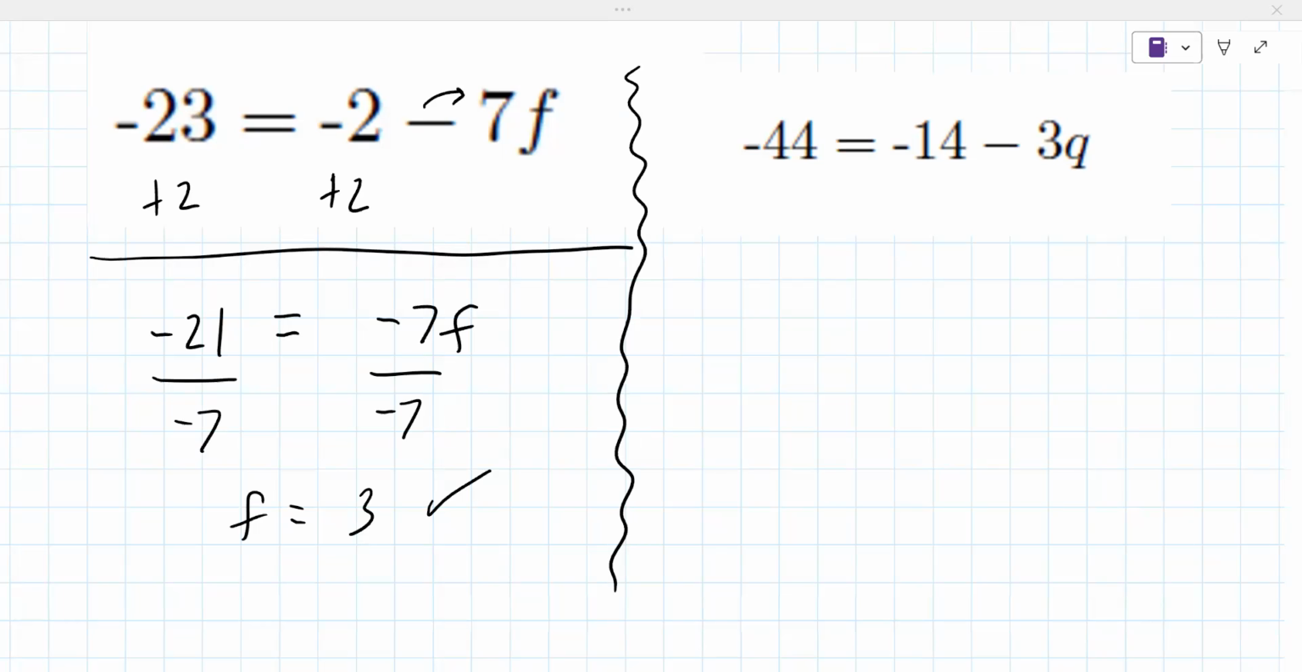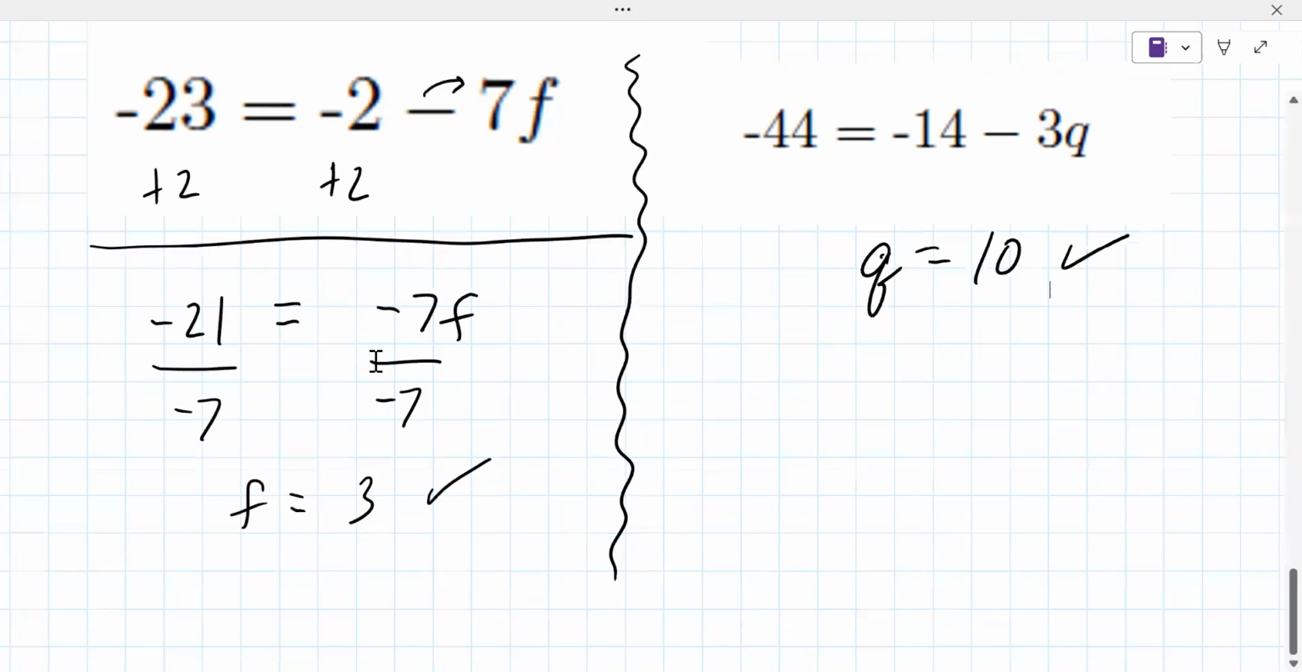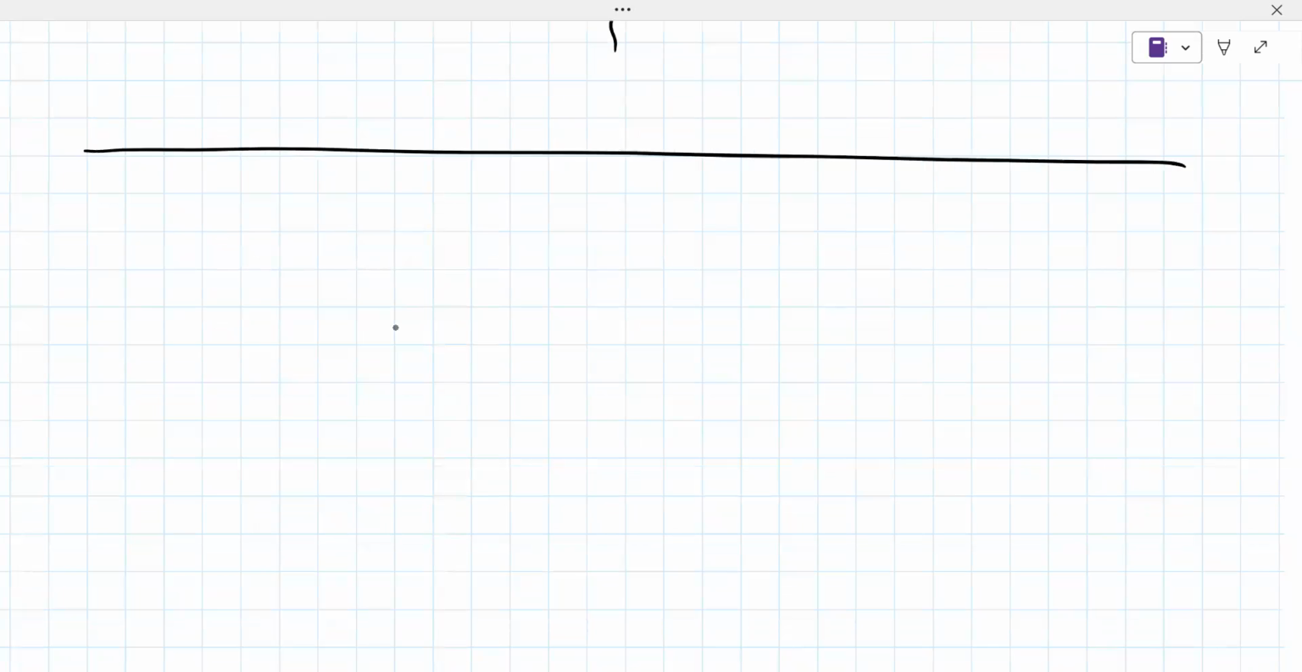Q equals 10. You got it. Very good. Okay. So big surprise about the next kind of practice problems that we're going to solve. These you solve by subtracting and then dividing. Every single one of these you're going to solve by subtracting and then dividing.